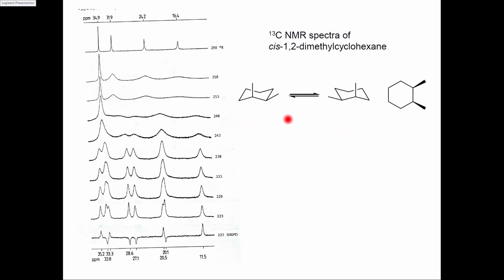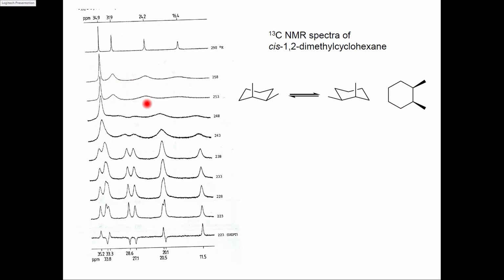At high temperature, when the interconversion is very high, NMR is going to see an average structure, which is this structure. How many peaks do you think we'll get in this particular case? 4. Because of the plane of symmetry, the upper half is identical to the lower half. So it is 1, 2, 3, 4. 4 signals are seen in the NMR spectrum of the compound.